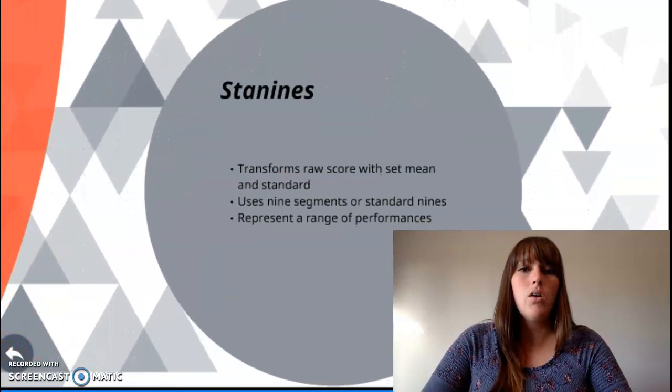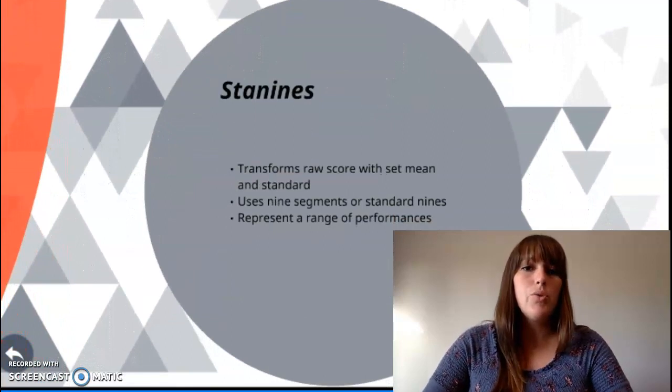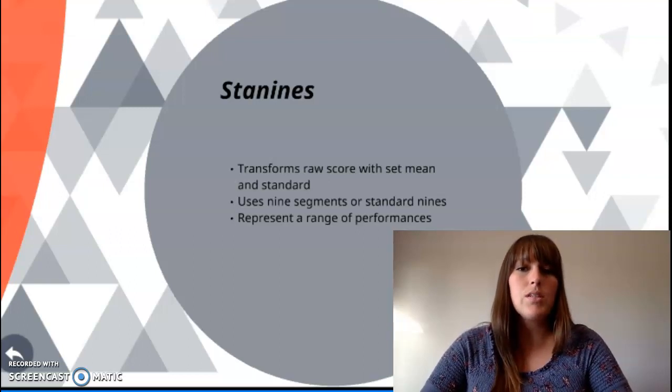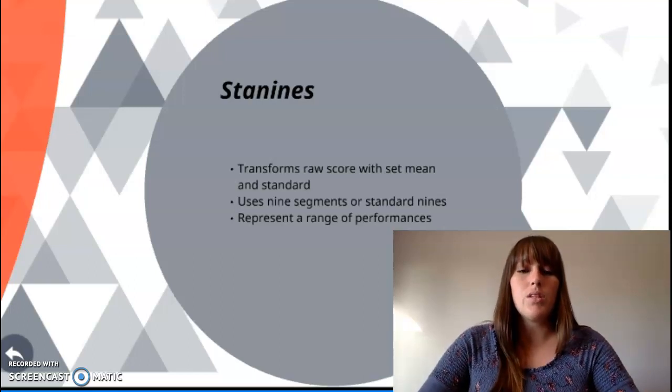Stanines are distributed into 9 segments, hence the name, and it represents a range of performances rather than one specific score. So the student is ranging between one or the other, and because there's such a big variety of choice in these norm reference measures, they're very important in the selection process.